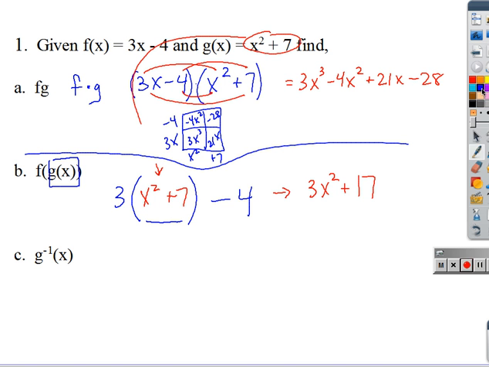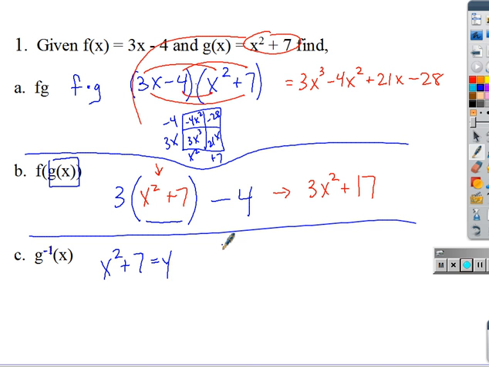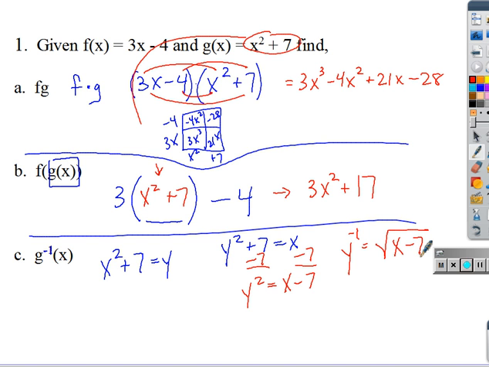Finally, I have part C, which is asking for the inverse. This is the symbolically inverse, so g inverse of x. So we're going to take function g, x squared plus 7. Okay, and I'm going to switch my x and y. So I end up with y squared plus 7 equals x. And then I'm going to resolve for y. So that would involve subtracting a 7 from both sides, and then taking the square root of both sides. So my y inverse ends up being the square root of x minus 7.